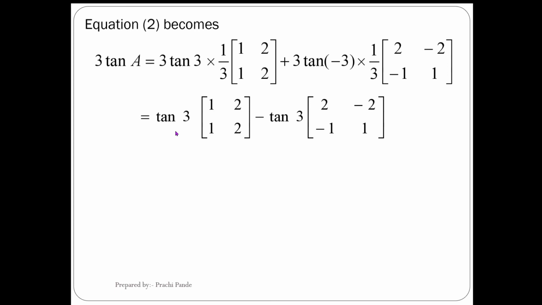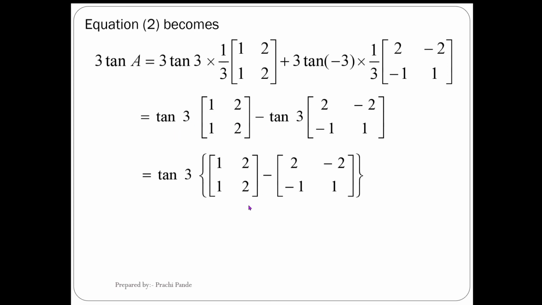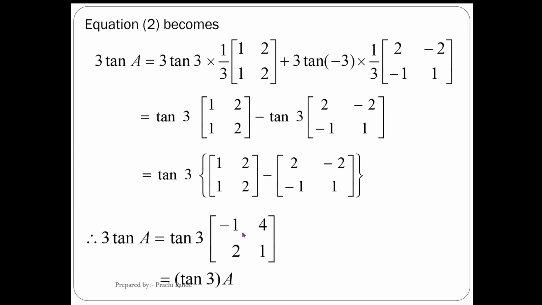Now tan 3 is a constant quantity, so we can take tan 3 common from both the matrices, and if we add these two matrices, we get the matrix [minus 1, 4; 2, 1]. This tan 3 is common, but this matrix [minus 1, 4; 2, 1] is nothing but the matrix A. So we have verified the trigonometric identity that 3 tan A is equal to tan 3 times matrix A.